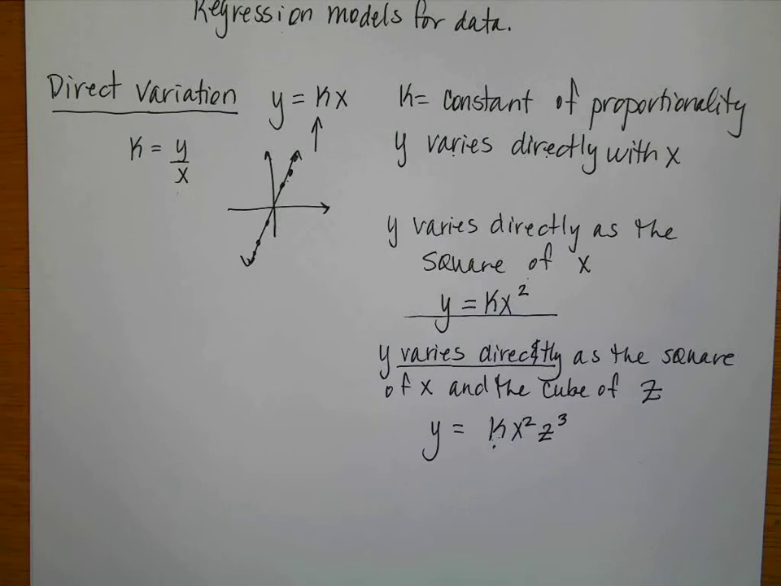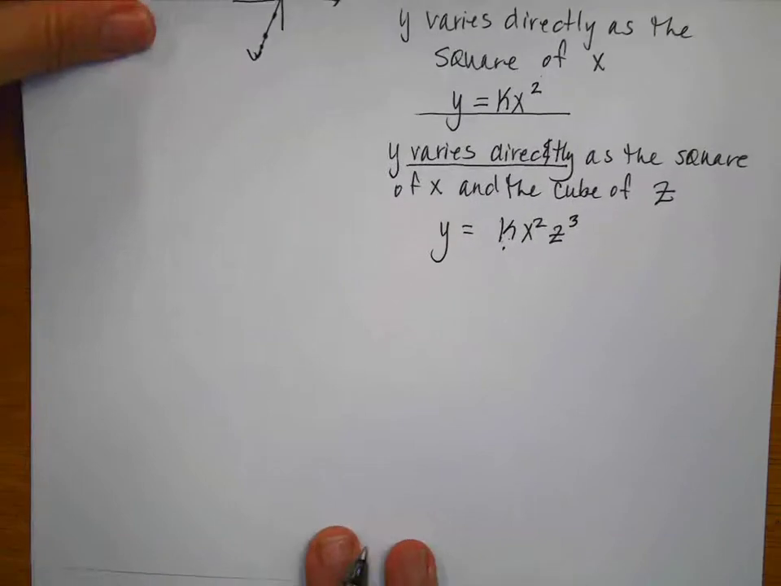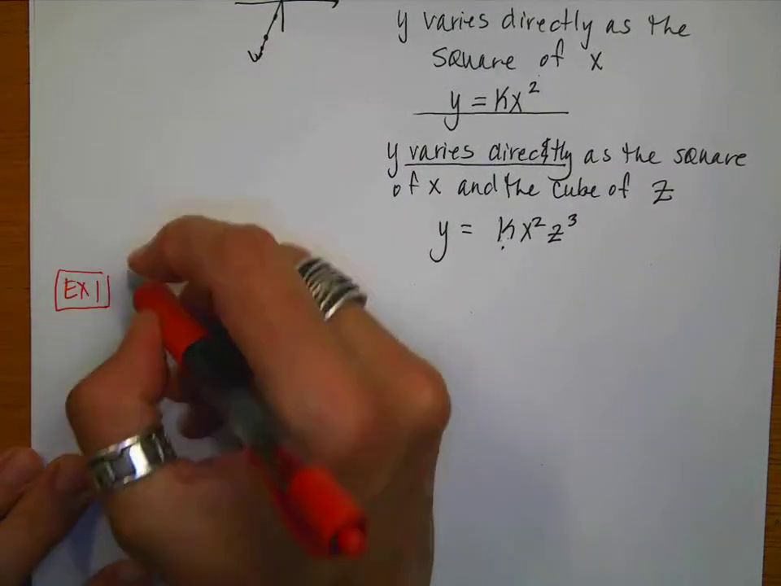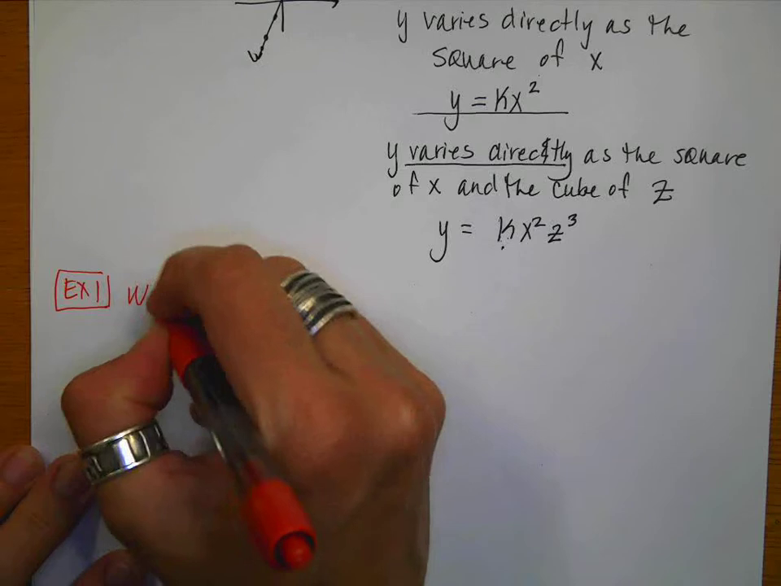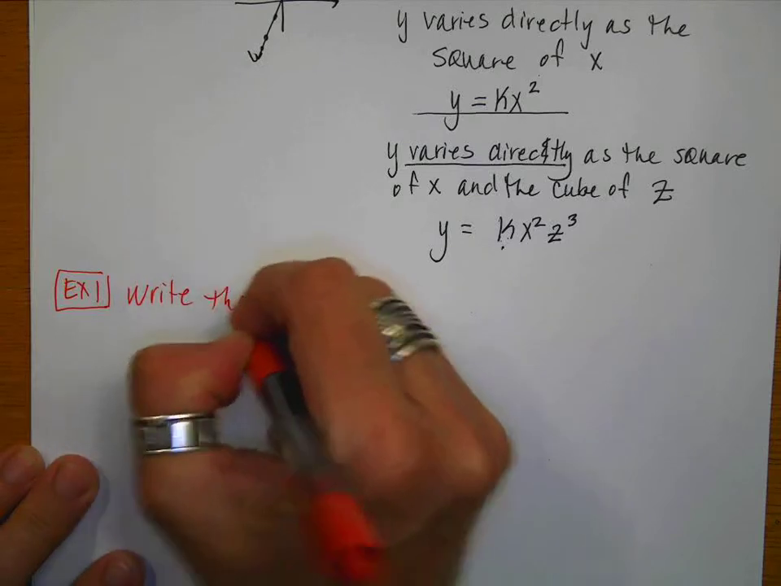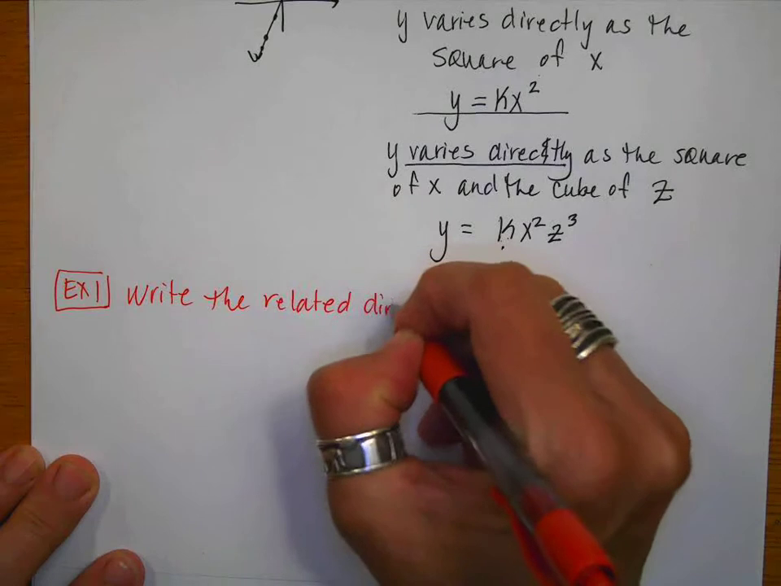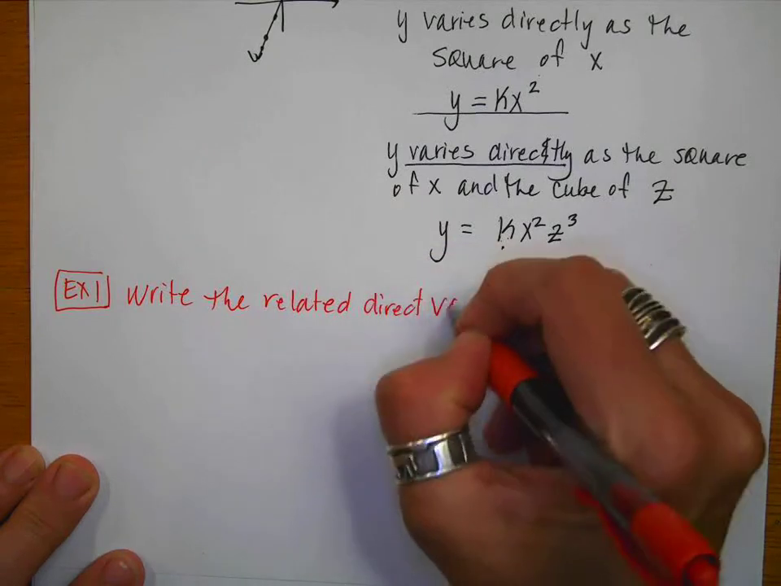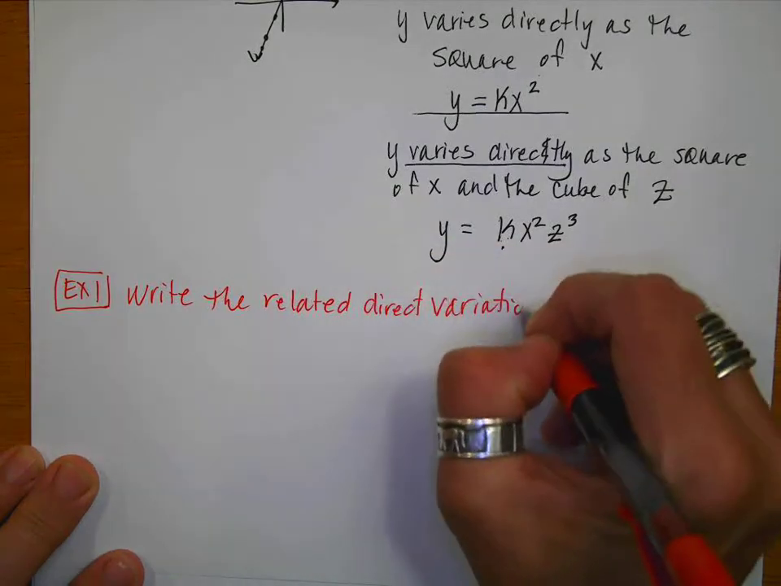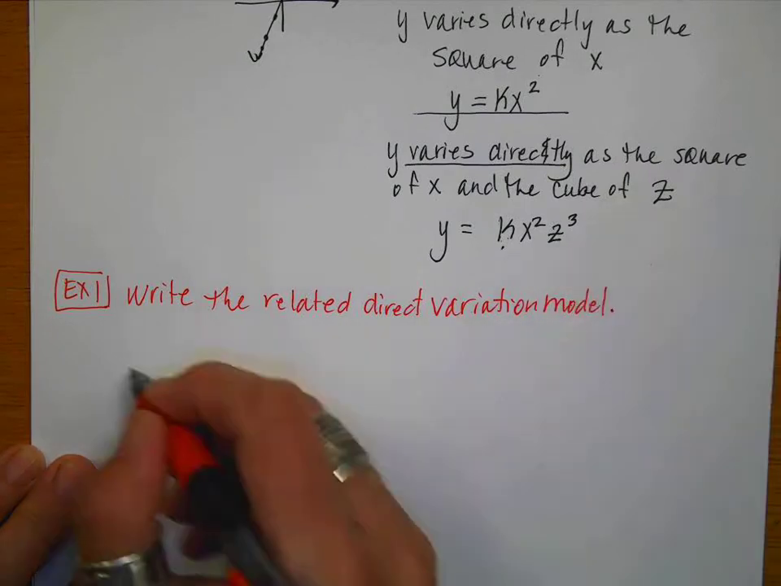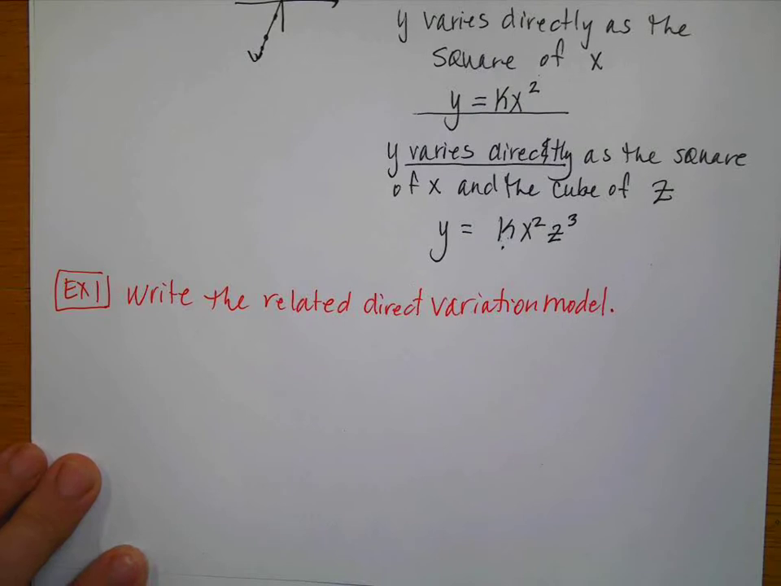All right. So let's just jump in and do some examples. Okay, so for our first example, example 1, I want you to write the related direct variation model. So we're basically just going to write some models, okay? And it's all going to be word problems.